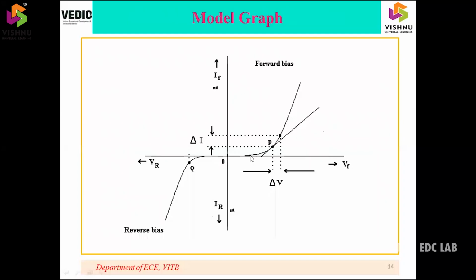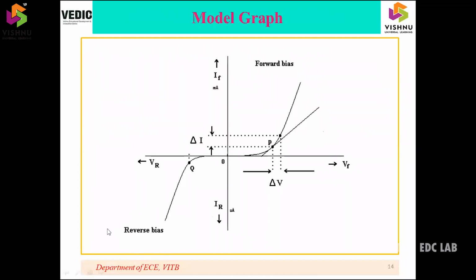Up to certain forward voltage, the current flowing through the diode is 0. That voltage we can call the cut-in voltage. After this cut-in voltage, a small change in voltage can create a large change in current, and hence the forward resistance is very less. Since forward voltage and forward current are positive, the forward characteristics we are getting in the first quadrant.